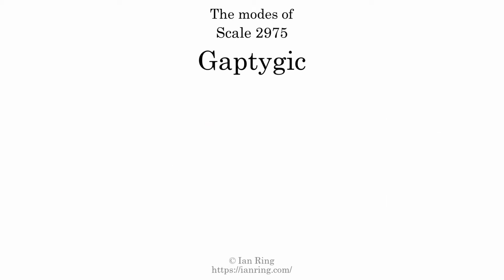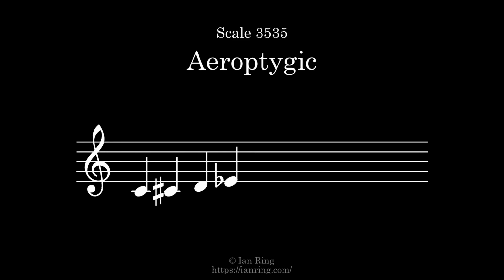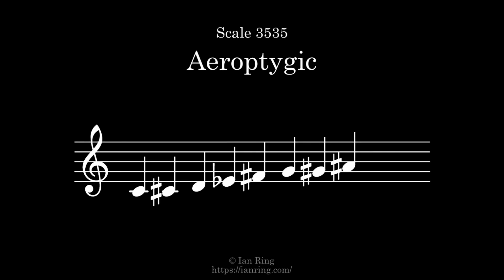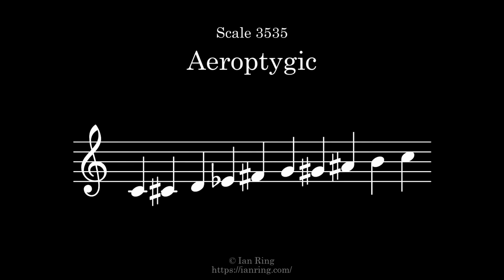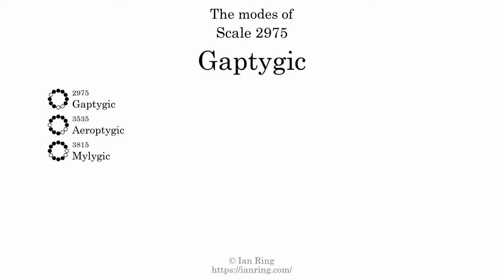This scale has 9 modes. The first mode is itself. The second mode is scale 3535, also known as Gaptygic. It sounds like this. The third mode is scale 3815, also known as Mylogic. It sounds like this.